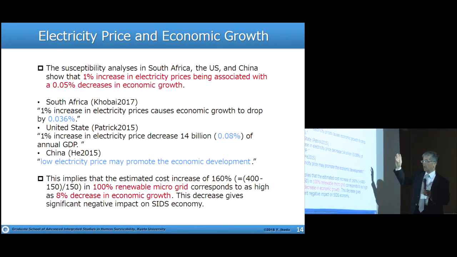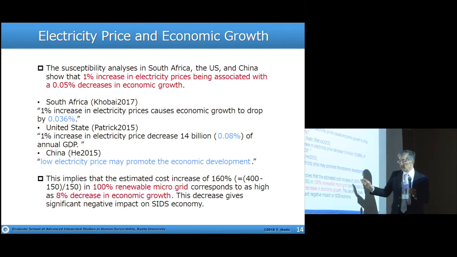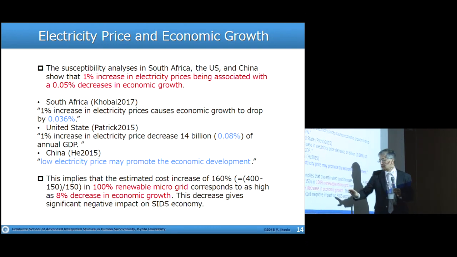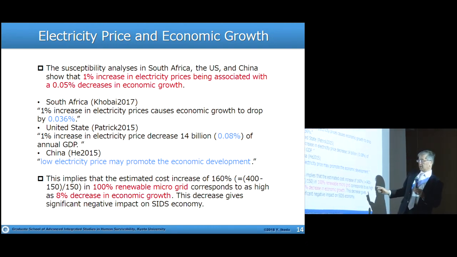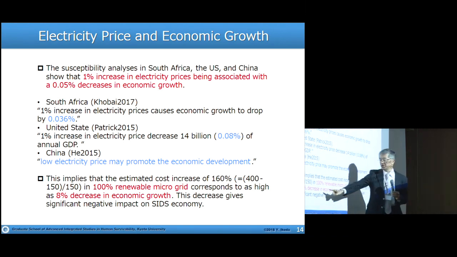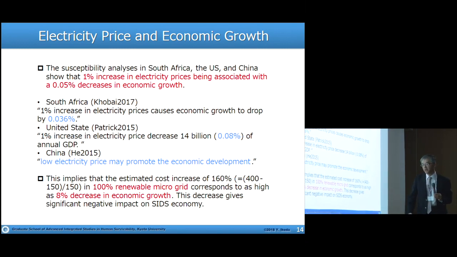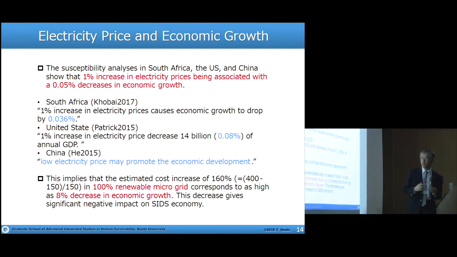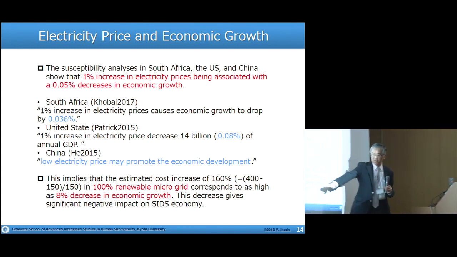Anyway, using this number for the state, a 100% renewable microgrid causes a 6% decrease in economic growth. This causes a significant negative impact on the state's economy. So this cannot be acceptable.